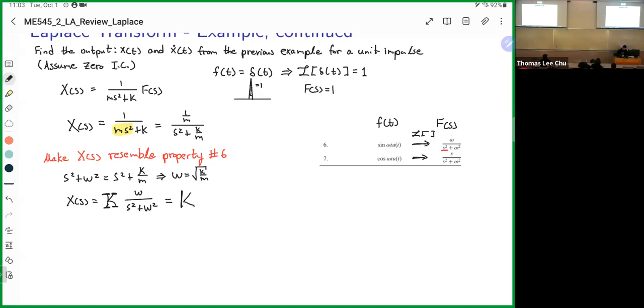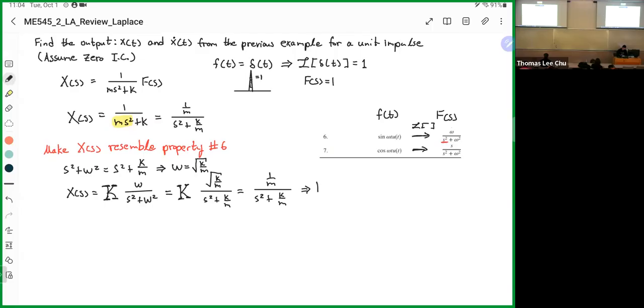Which is equal to K multiplied by the square root of k over m divided by s squared plus k over m. And basically we want this equal to the above equation now: 1 over m times s squared plus k over m. Turns out that this capital K here is equal to 1 over the square root of k over m. So then we get X of s is equal to 1 over the square root of km multiplied by the square root of k over m over s squared plus omega squared.